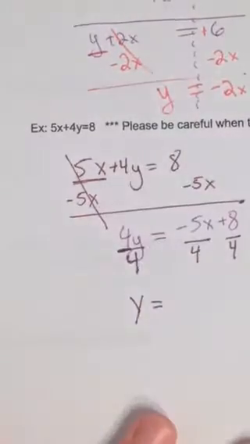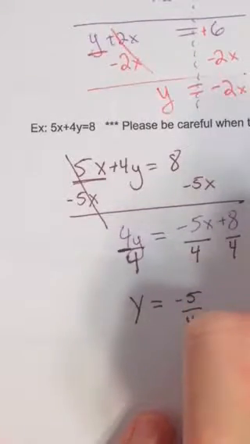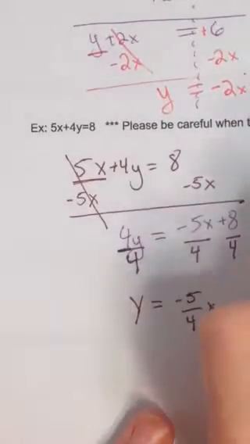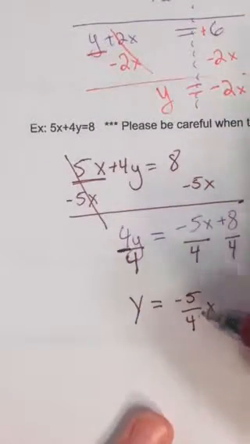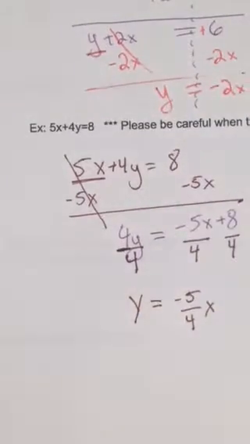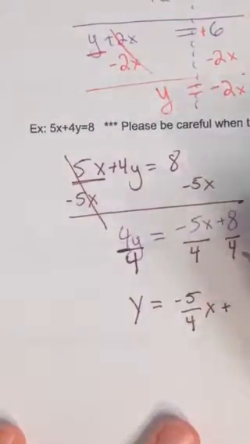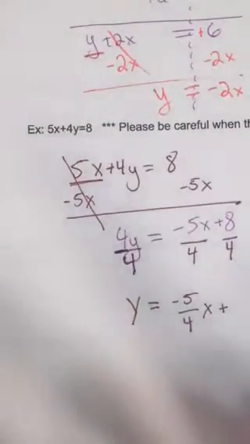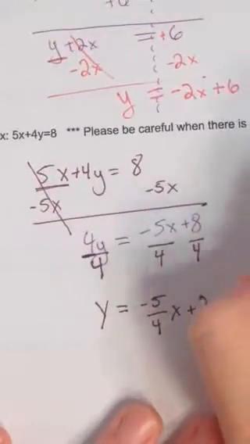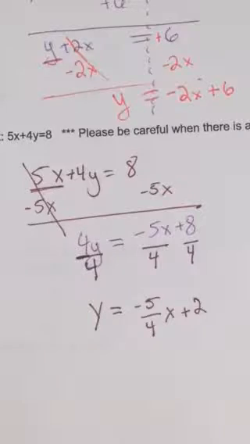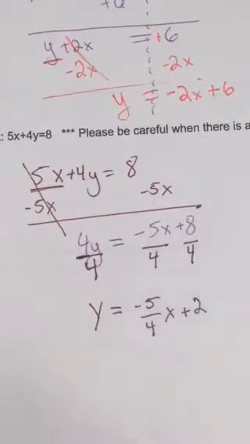So I get y equals, now I'm going to write this negative 5/4 as just a fraction, x. Those mean the same thing. Negative 5x divided by 4 is the same as negative 5/4 times x. It's just written slightly differently. Now if I look at 8/4, I can reduce that fraction, make my life slightly easier. So 8 divided by 4 is 2. Now I have y equals mx plus b.